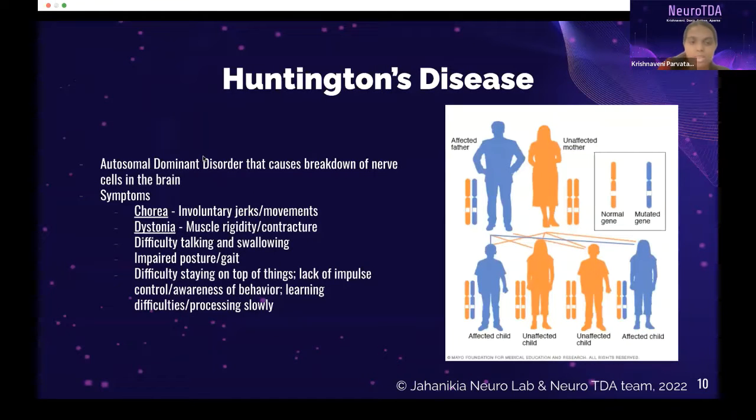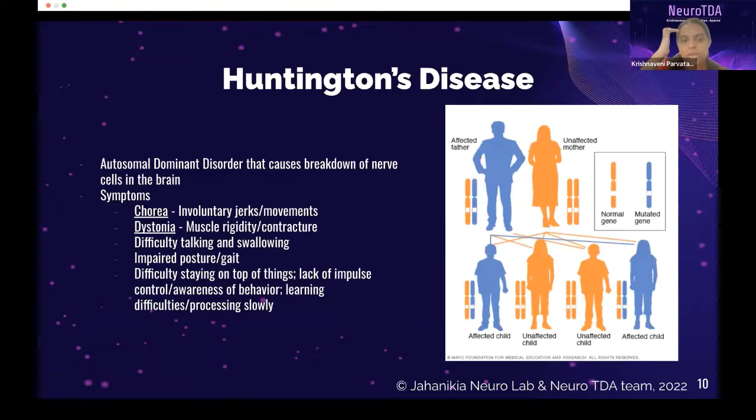First, Huntington's disease is an autosomal dominant disorder, which basically means that if a person has at least one allele of Huntington's affected, they have Huntington's disease.